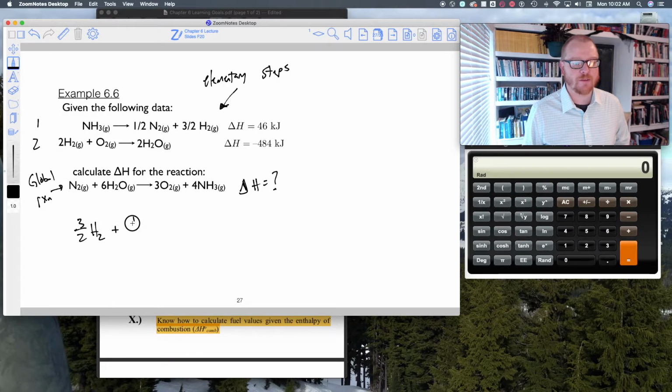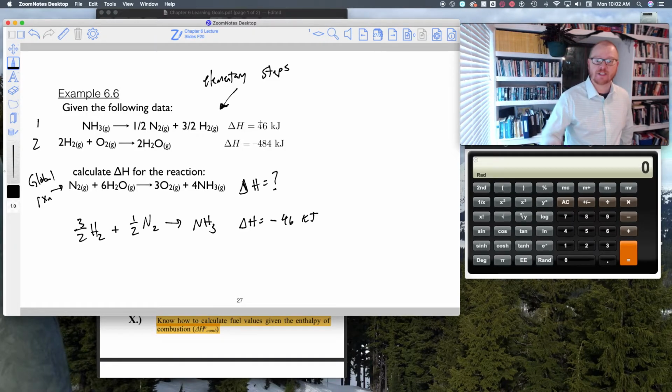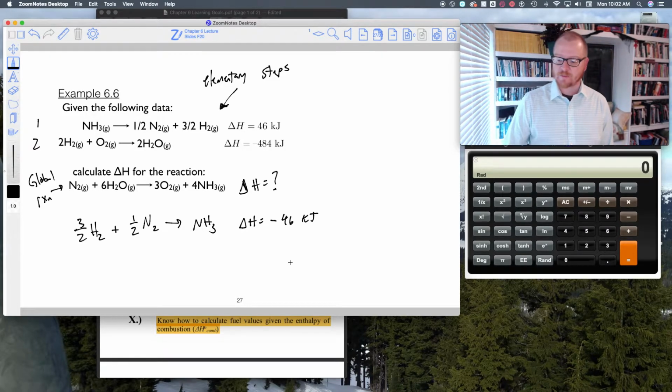I'm going to skip writing the phases for now just to make life a little bit easier. And so I'm just writing this above reaction in reverse. Okay? And when I do that, it changes the sign of delta H. So up here it was positive 46 kilojoules, but when I flip it, it becomes negative 46 kilojoules.